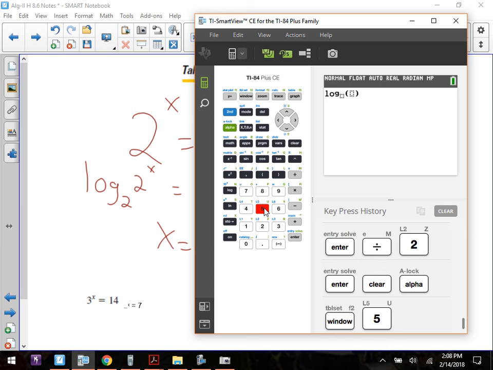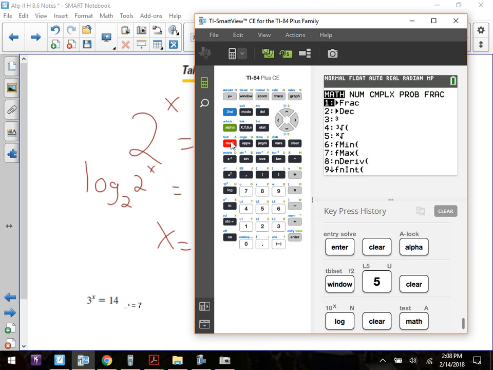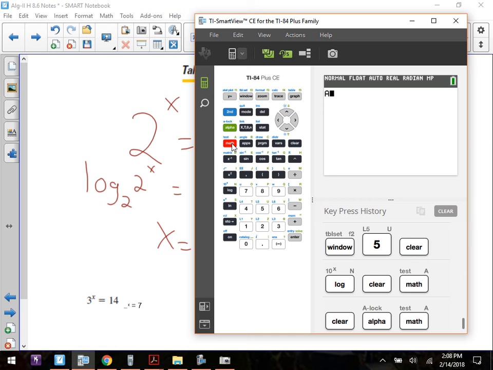There are other log buttons. If you look at the regular log button, that's log base 10. Alpha Window 5 gives you your change of base. Now, you're right, there's another way of getting there. You can go into Math, Alpha Math, or whatever it is. There are all these different ways of getting there.